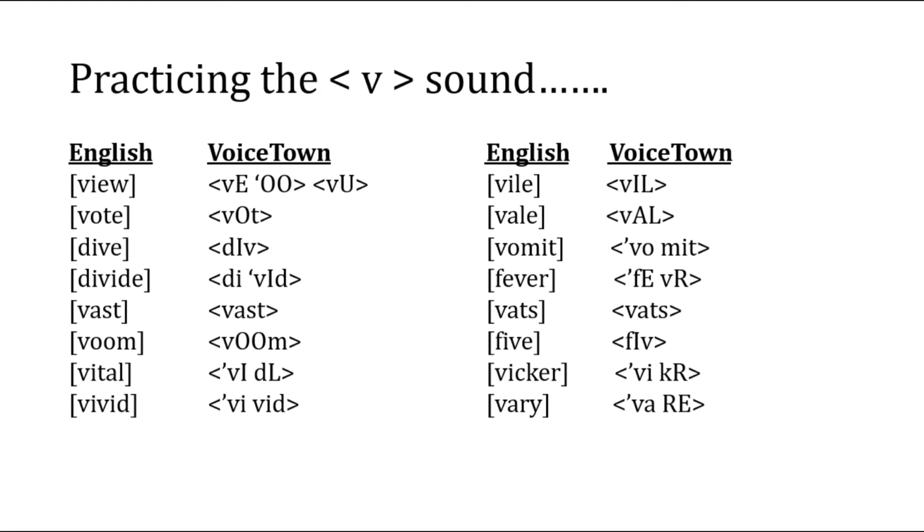View, view. You can see in Voicetown, the capital U sound has the two sounds E and OO, so it can be written either way. View. Vial, vial. It's important to remember that you're not saying the W sound or OO, we are saying view and vial.